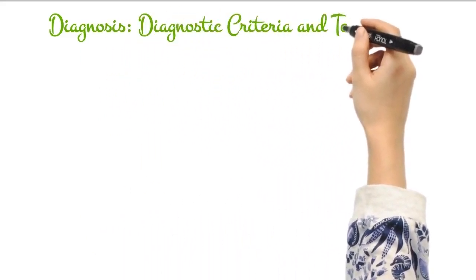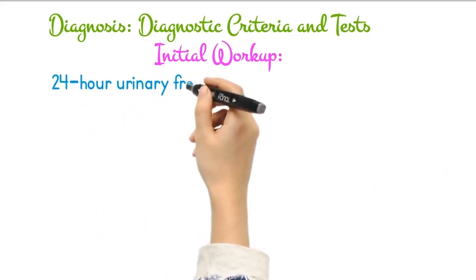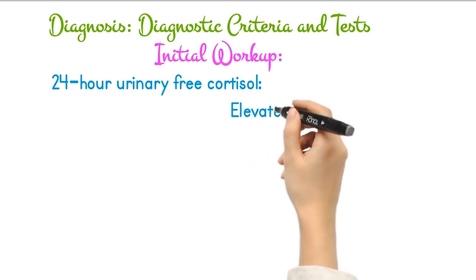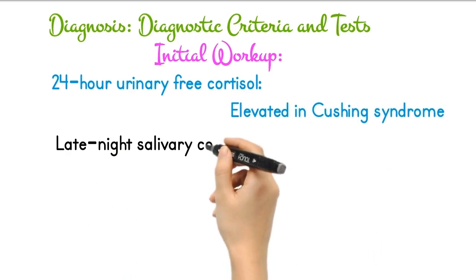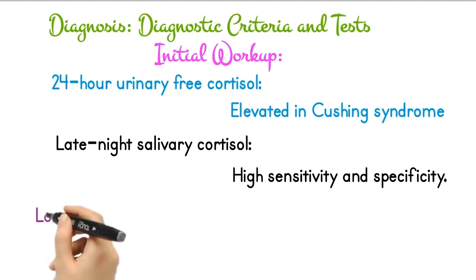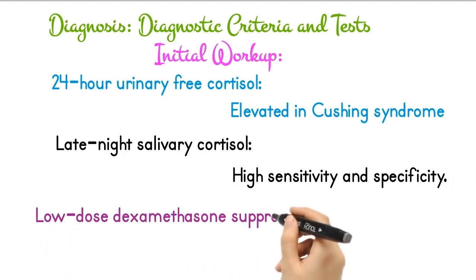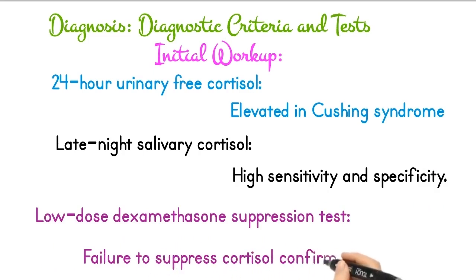Diagnosis, diagnostic criteria and tests. Initial workup: 24-hour urinary free cortisol, elevated in Cushing syndrome. Late-night salivary cortisol, high sensitivity and specificity. Low-dose dexamethasone suppression test. Failure to suppress cortisol confirms hypercortisolism.